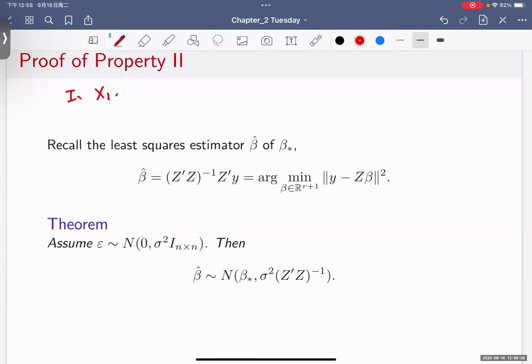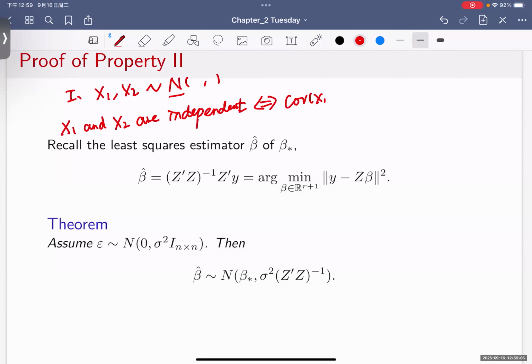Once x1 and x2 are normal random variables, so they both have a normal distribution, where I use N to stand for the normal, then x1 and x2 are independent if and only if the covariance of x1 and x2 is 0. Now you can try to utilize this statement.